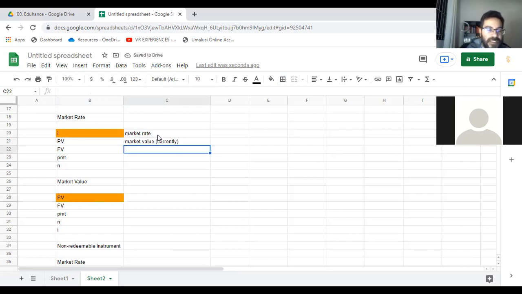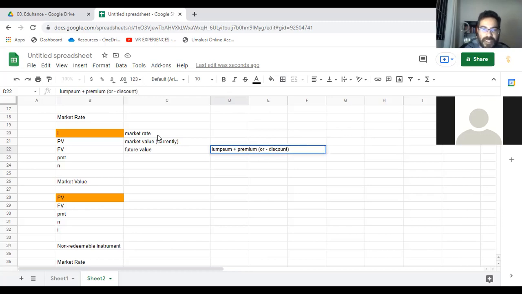This here is the future value. The way you calculate future value, in most cases, the future value is the lump sum plus premium, or minus discount. We will come across lots of questions like this, and the videos you're going to watch will have plenty of this.